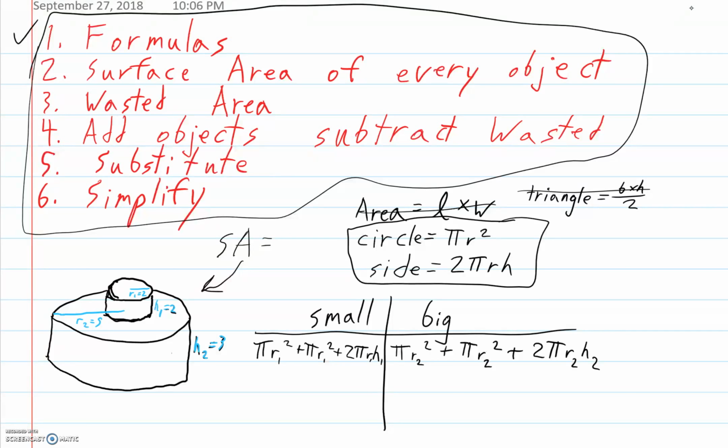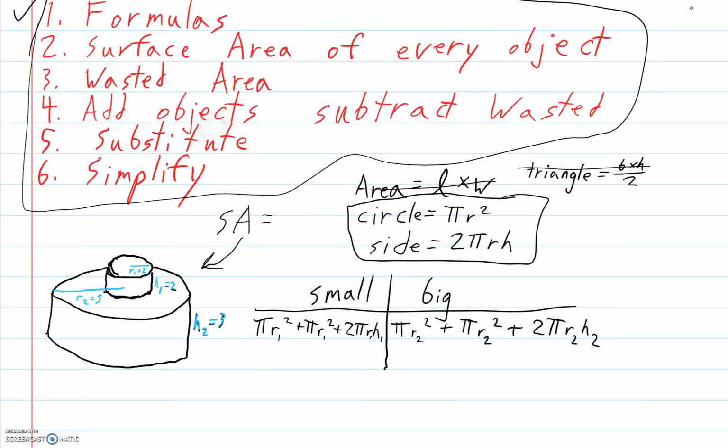Okay, so we now have the surface area of every object. So we can check that one off. And now we want to go to wasted area. Write this down, wasted. So what area is wasted? Well, the bottom, if you might notice here, maybe I'll use a green. The bottom circle here is wasted. And it's wasted twice, actually.